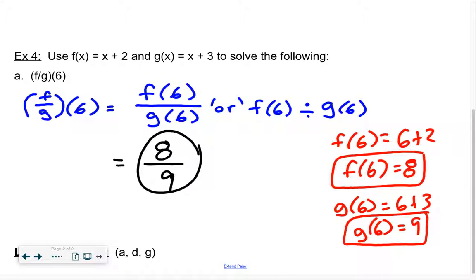Questions? Let's do a few practice problems. Let's do A, D, and G.